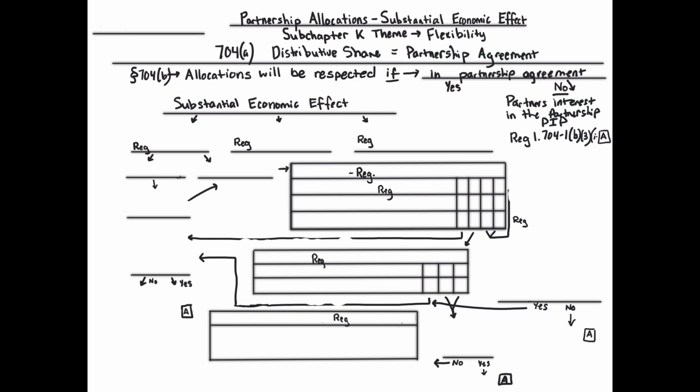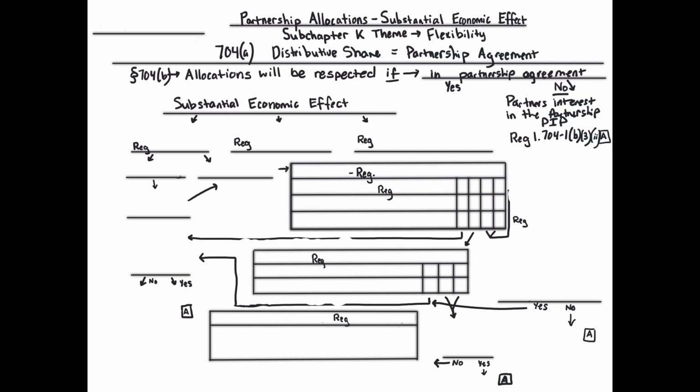It's a bunch of factors that we use. And the factors that we look at, and these are some examples, there's other ones as well: relative contributions, interest in economic profits and losses, interest in cash flow, and other non-liquidating distributions. So those are just some examples. There's many other examples that we look at, and you can look at the regs there. Now we're going to go into substantial economic effect.